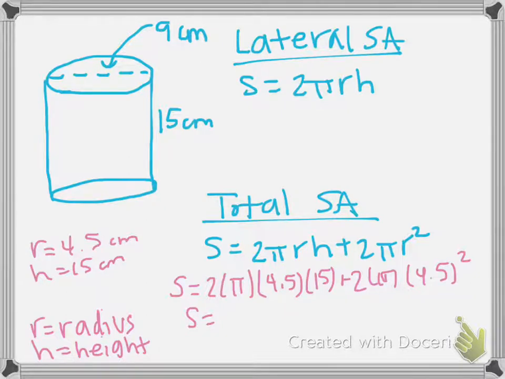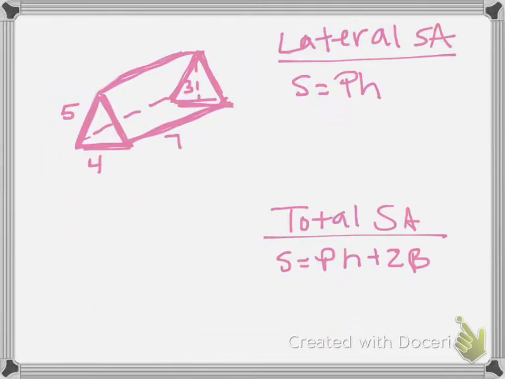So 2 times pi times 4.5 times 15 plus 2 times pi times 4.5 squared. And this will give me 457.1 centimeters squared. So cylinders are pretty straightforward. Let's go to our triangular prism.